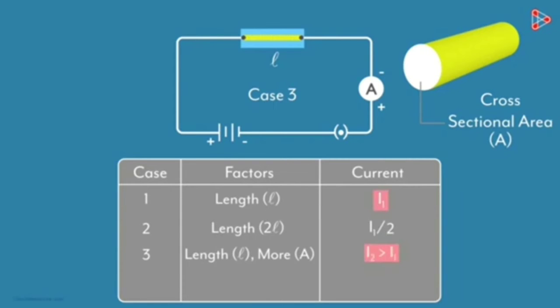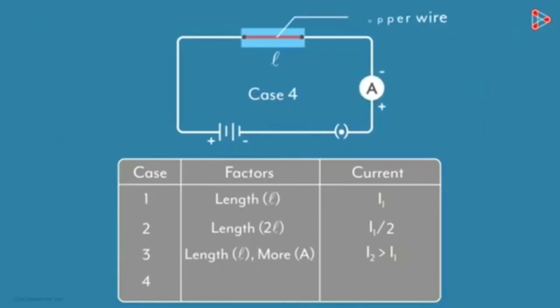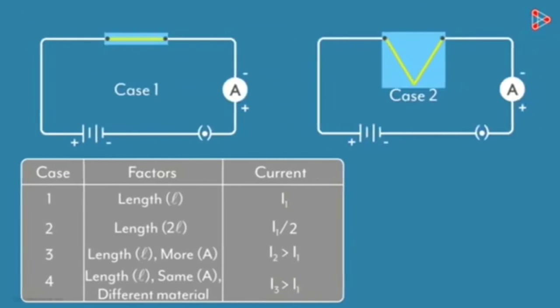Compared to the first and third cases, the cross-sectional area has been increased and the current obviously has been increased. But in the fourth case, instead of nichrome wire, we have taken a copper wire of the same length and the same cross-sectional area as in the first case. Only the material has been changed. So it is observed that the current has been increased compared to the first case.